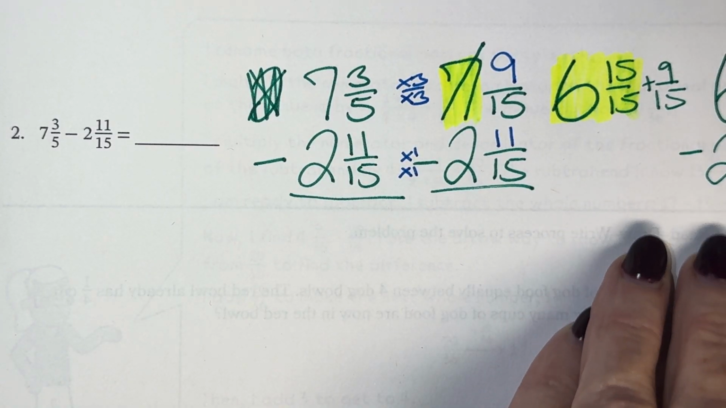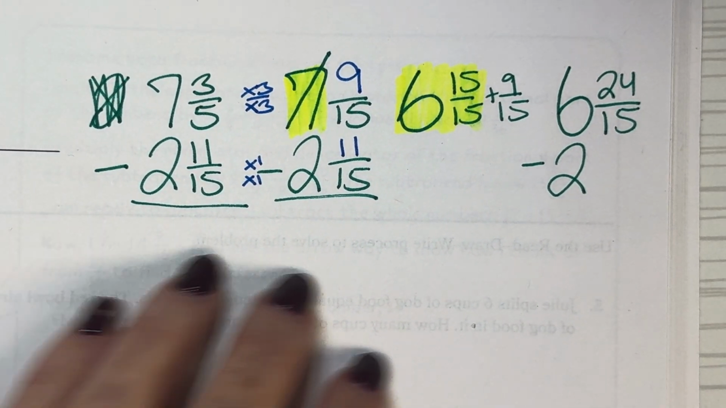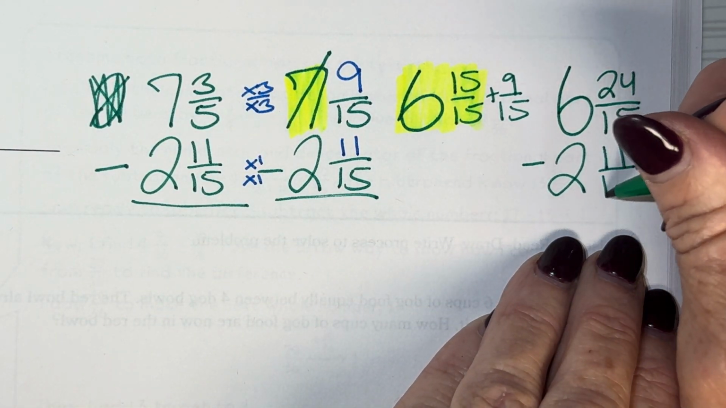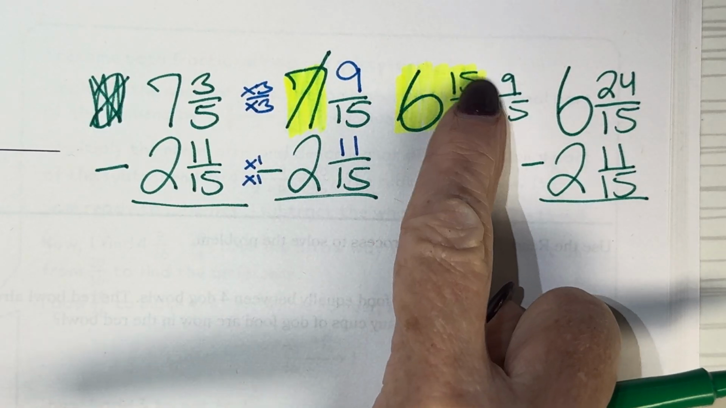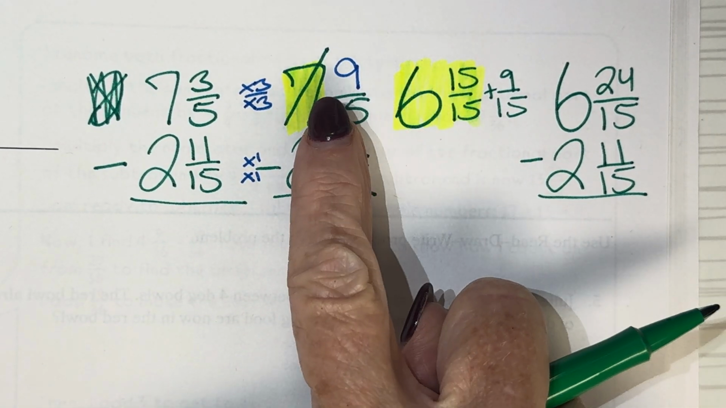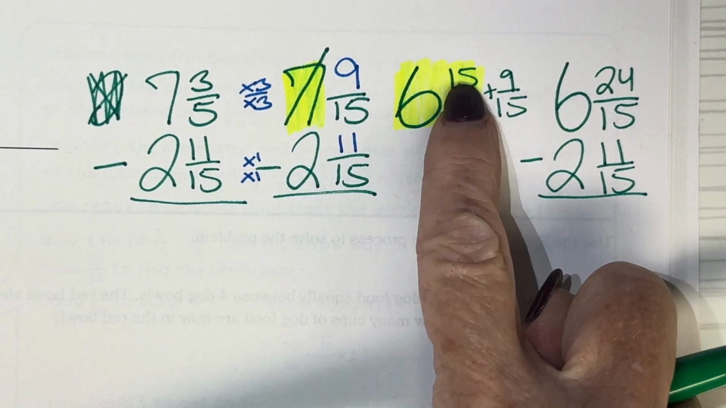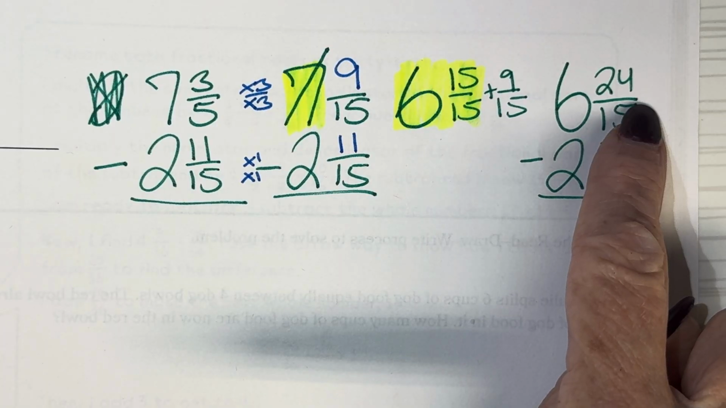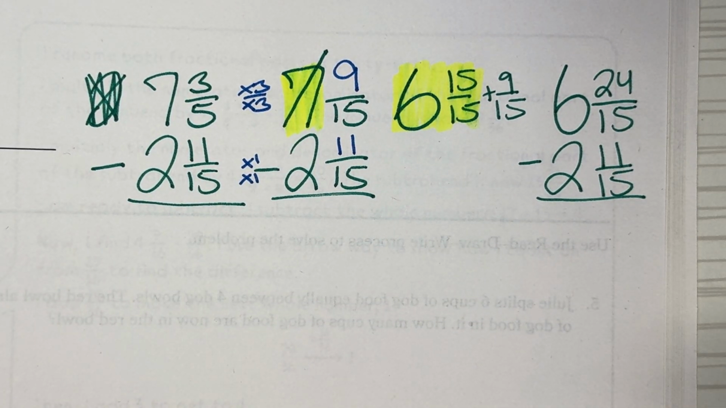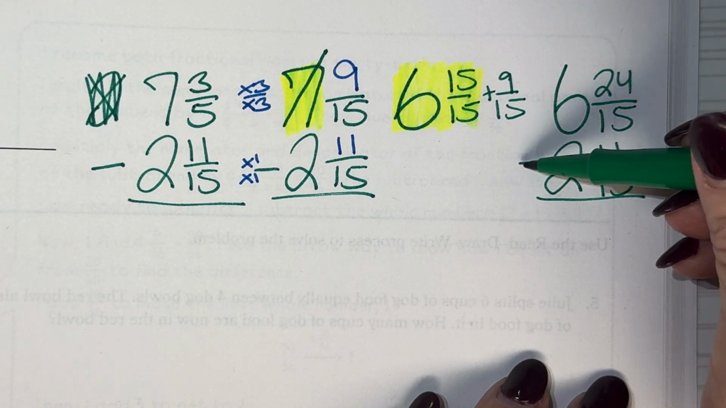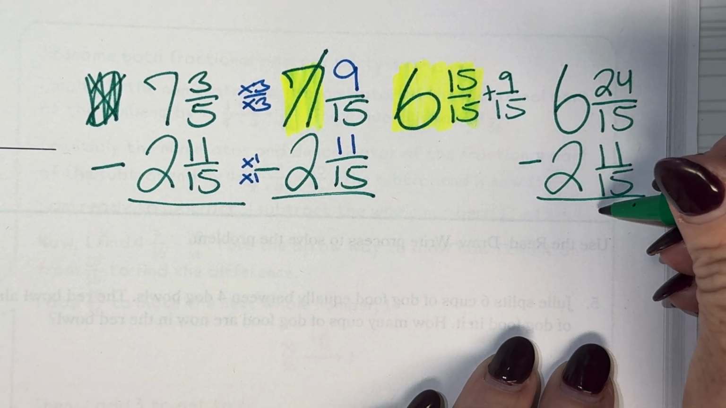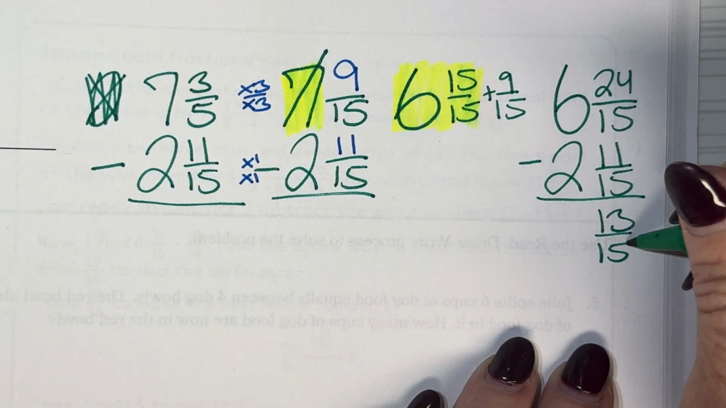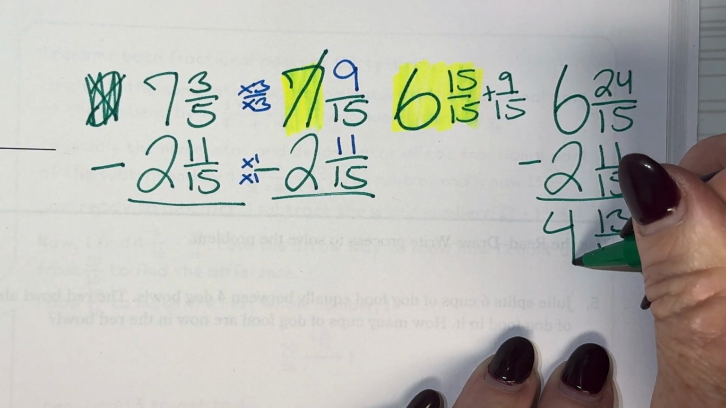Take away 2, let me scoot that over so you can see that, 2 and 11 fifteenths. So the 7 was changed to 6 and 15 fifteenths, but because we already had the 9, we had to add them. So now I can continue my problem, and I get 24 take away 11 is possible, and that is 13. 6 take away 2 is 4.